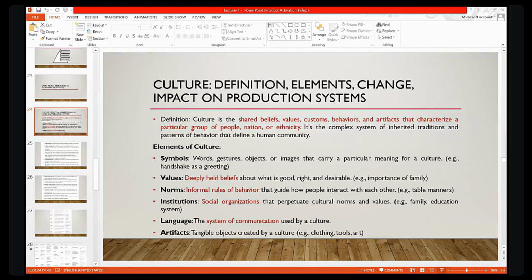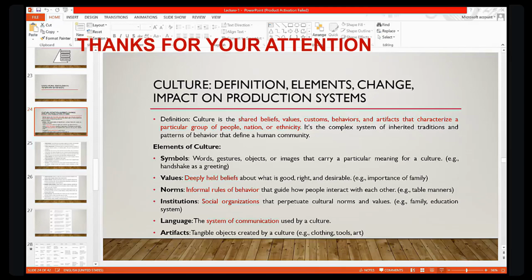What are the institutions? They are social organizations that perpetuate culture, norms and values. They help in transferring the cultural values from one generation to the next, like the family system. Father and mother teach their children about the values. That's why home is called the first school of the child. Second, the education system, meaning school. What kind of values does school impart? Like discipline, character building. They are all imparted by the education system, that is schools.